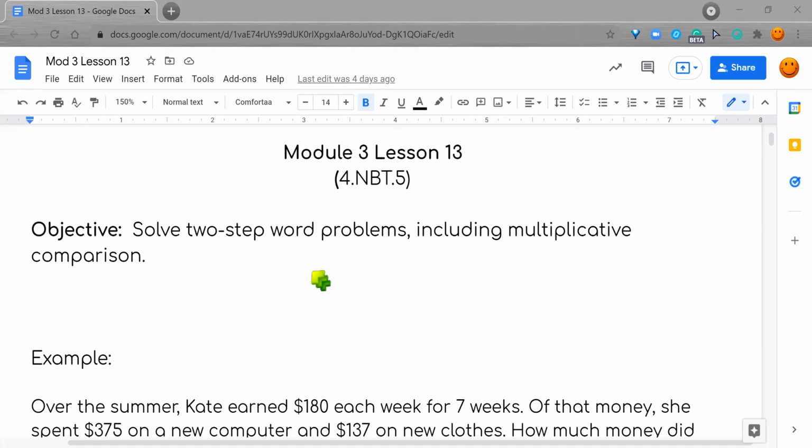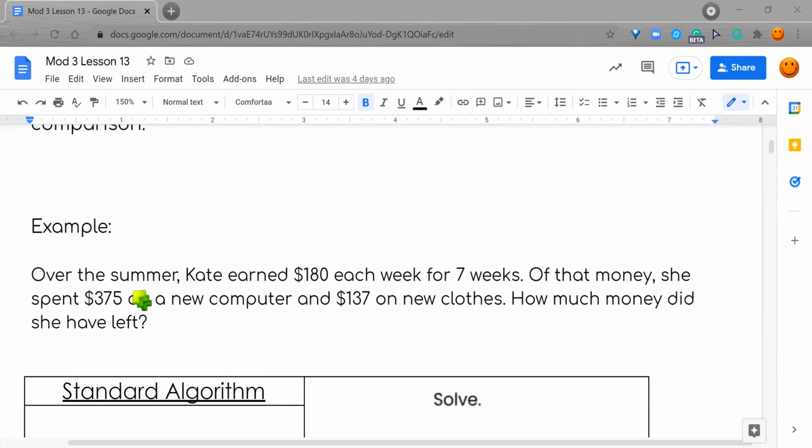So let's look at example 1. It says, over the summer, Kate earned $180 each week for 7 weeks. Of that money, she spent $375 on a new computer and $137 on new clothes. How much money did she have left?